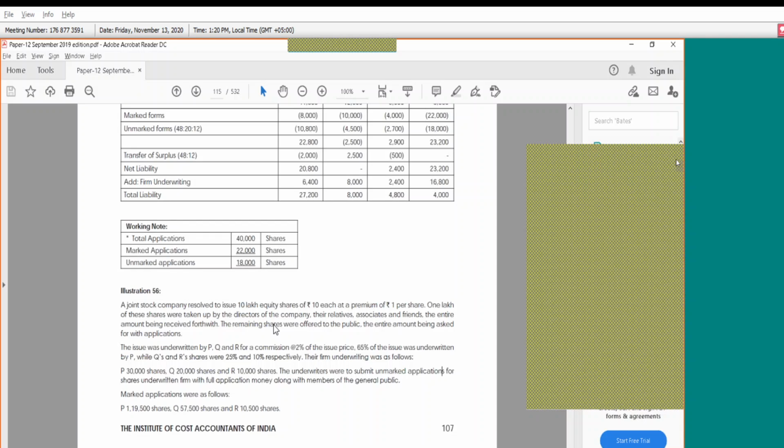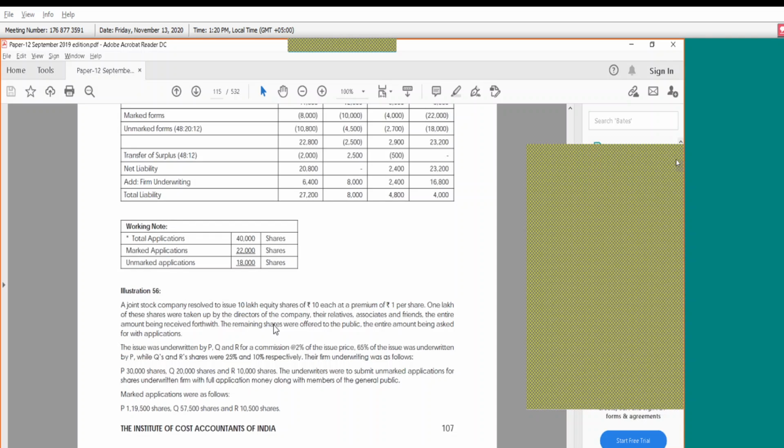A joint stock company resolved to issue 10 lakh equity shares of 10 each at a premium of 1 per share. 1 lakh of these shares were taken up by the directors of the company, their relatives, associates, and friends. The entire amount being received forthwith, the remaining shares were offered to the public, their entire amount being asked for with applications. So totally 10 lakh shares they are issuing, out of which 1 lakh shares the promoters, relatives and friends purchased. So balance 9 lakh only is available for public issue.